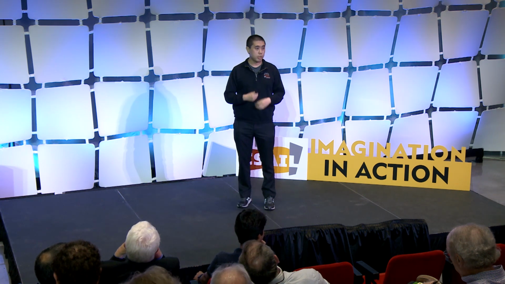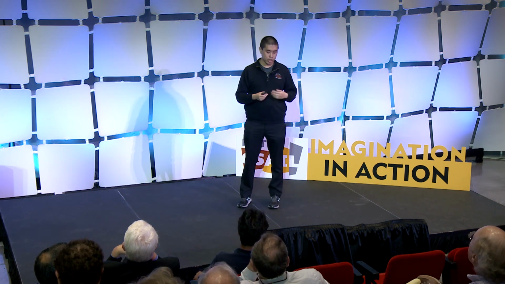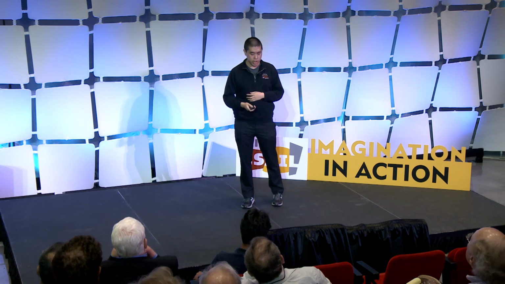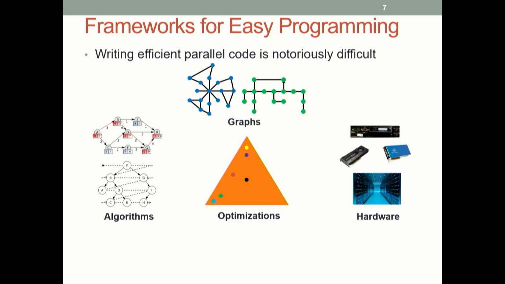However, the best set of optimizations to use depends on various factors. It depends on the type of graph that you're processing, whether it's a power law degree distributed graph like a social network, or if it's a high diameter, low degree graph like a transportation network. The best set of optimizations also depends on the type of algorithm you're implementing, whether it's an algorithm that processes the entire graph on every iteration, or if it's an algorithm that only looks at a small part of the graph on every iteration. And finally, the best set of optimizations depends on the type of hardware you're targeting, whether it's a multi-core CPU, a GPU, a distributed cluster, or a domain-specific accelerator.